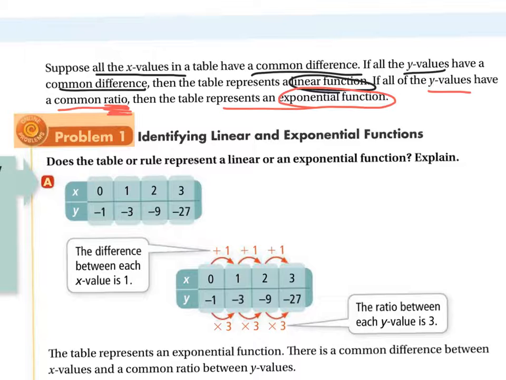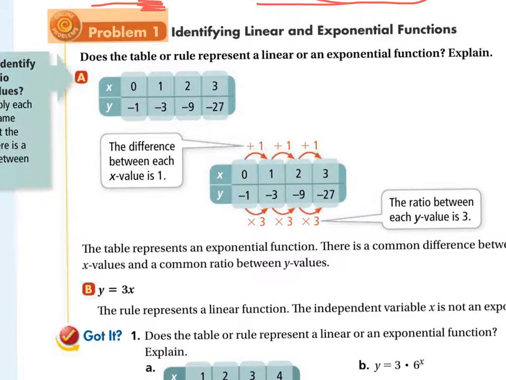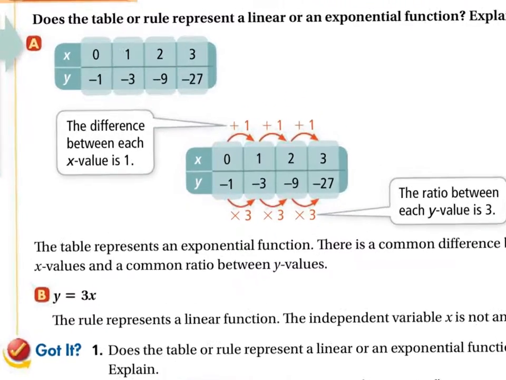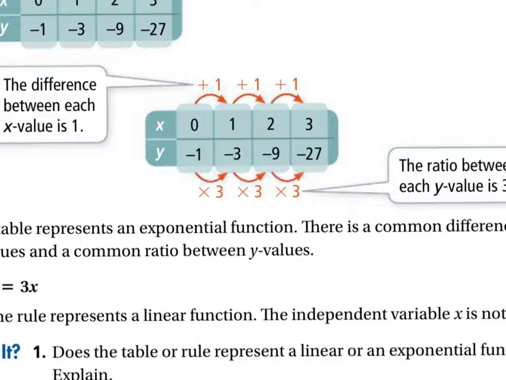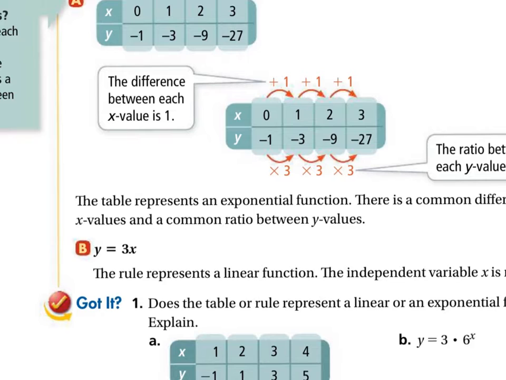So if you look at problem 1, part A, they're looking for a pattern here. The x's are going up by 1s, the y's are not going up or down by the same number each time. But there's a pattern. They're being multiplied by 3 each time. That means we have a common ratio, and so that means that this would be an exponential function.